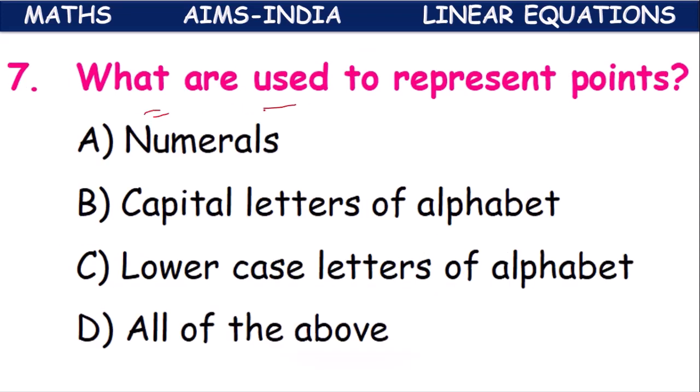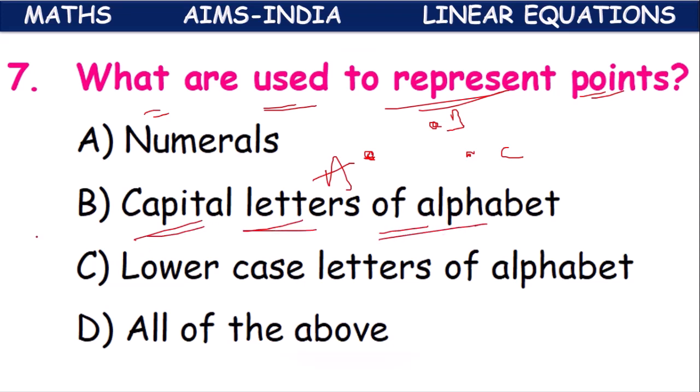So what are used to represent points? So point A, point B, point C. We use capital letters A, B, C to represent points. So capital letters of alphabets. So option B.